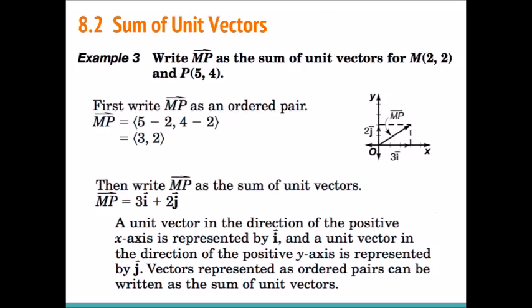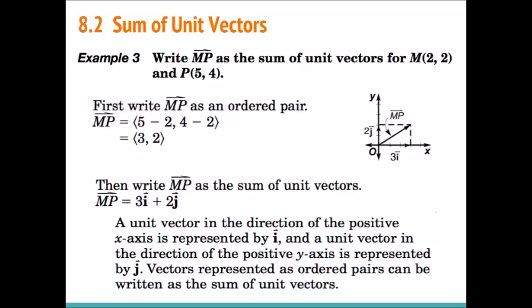One more thing we need to learn is to write a vector as a sum of unit vectors. Here we're going to use, again, m as 2, 2, and p as 5, 4. First, you need to write the ordered pair, and that's going to be 3, 2, and you do it the same way as I told you before. Then you write vector mp as the sum of unit vectors. One important thing you need to know before is that a unit vector in the direction of the positive x-axis is represented by the i vector, and a unit vector in the direction of the positive y-axis is represented by the j vector. So vectors are represented as ordered pairs, and they can be written as a sum of unit vectors.